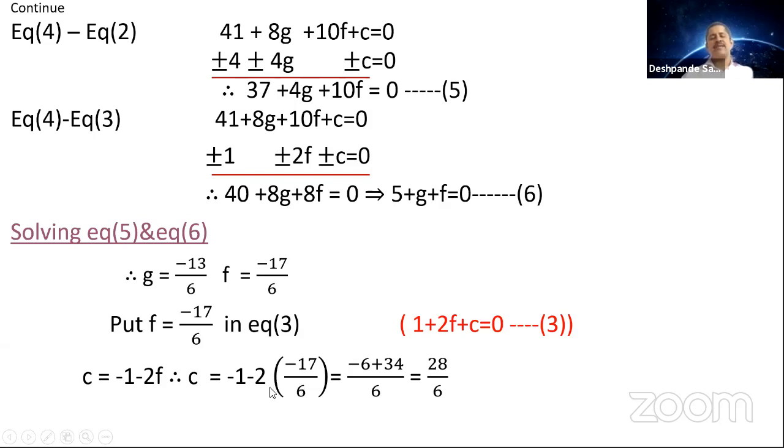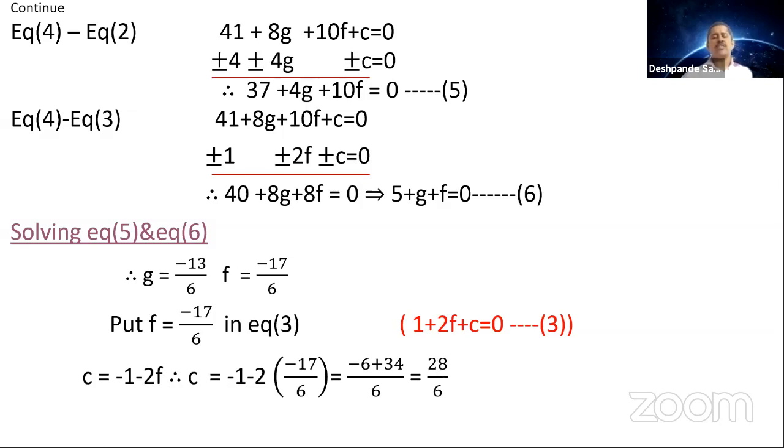So what is the LCM here? 6 is the LCM. Then you get 6 into 1 with a minus sign, so minus 6. Minus into minus is plus, 17 2s are 34. So it is minus 6 plus 34 divided by 6. Minus 6 plus 34 is 28, so 28 by 6. So you got the value of G as minus 13 by 6, F value is minus 17 by 6, and C value is 28 by 6.